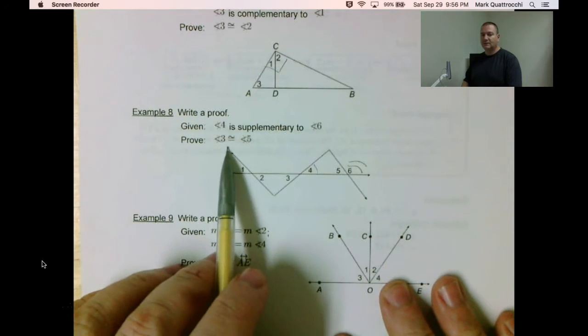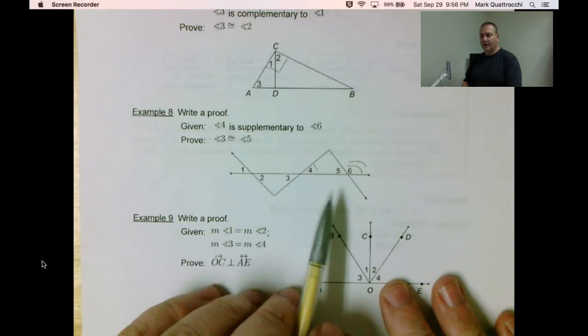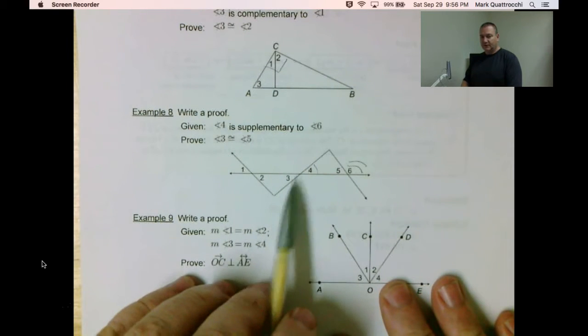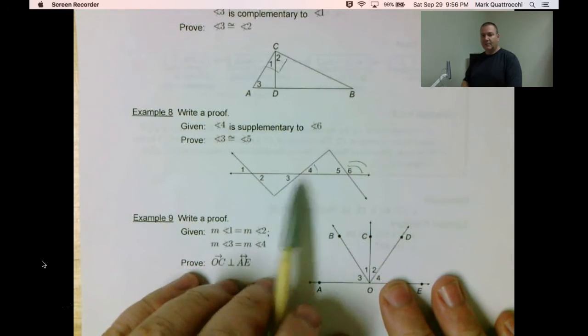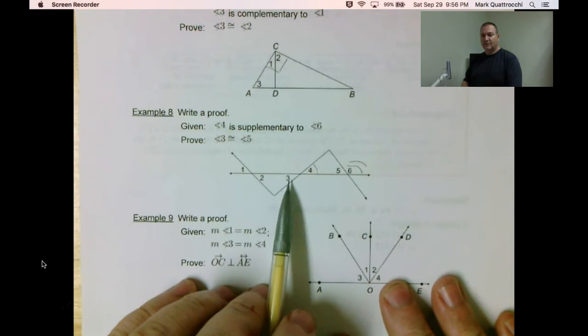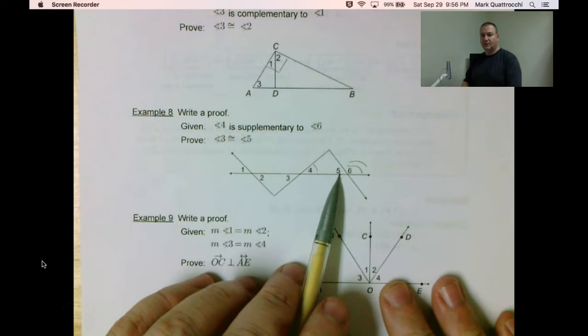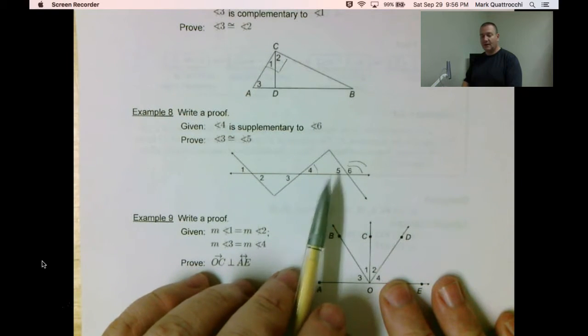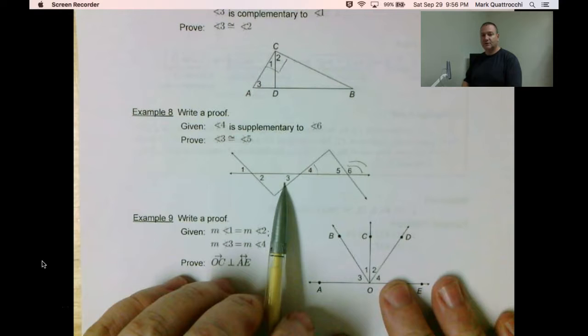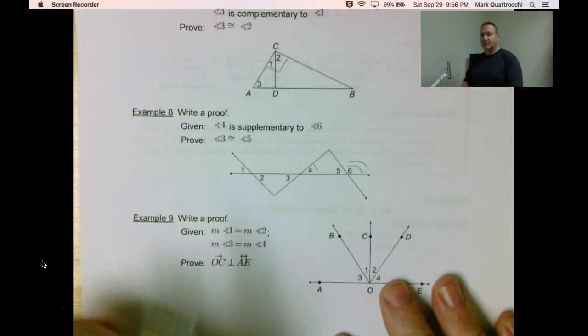That's not what our goal is. Our goal is to say 3 and 5 are congruent. But angles 3 and 4 are vertical angles. They must be congruent. Transitive property or substitution is going to get us angle 3 congruent to angle 5. So if I go with equality, it's going to be substitution. If I go with congruence, it's going to be transitive property.